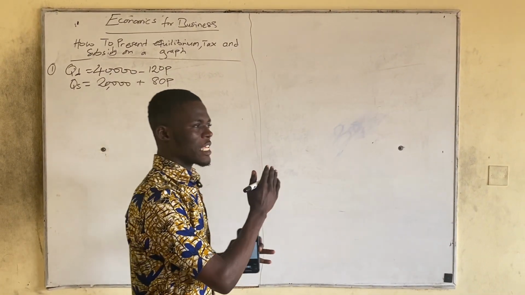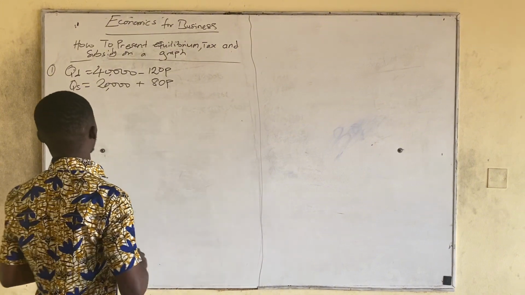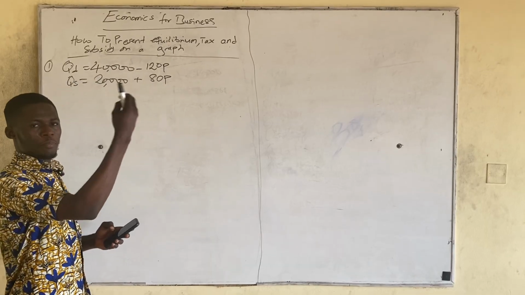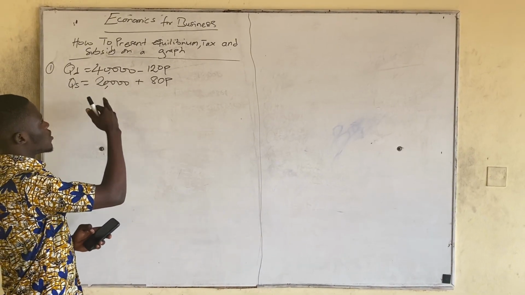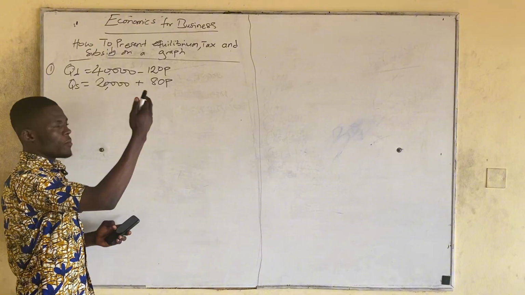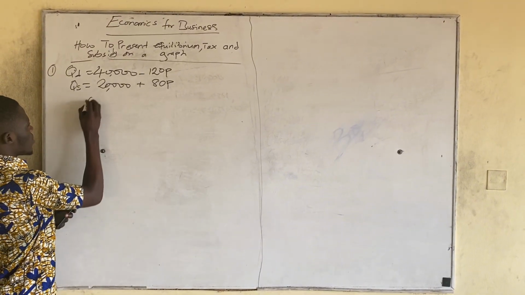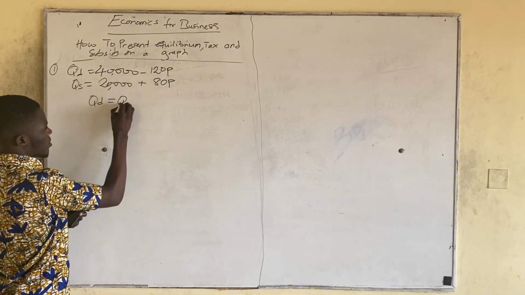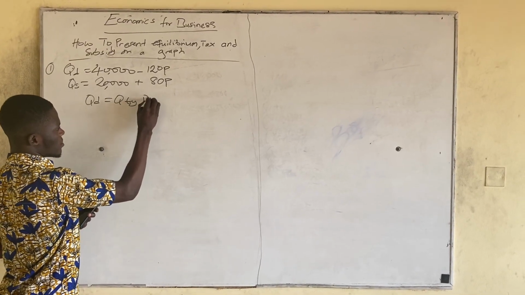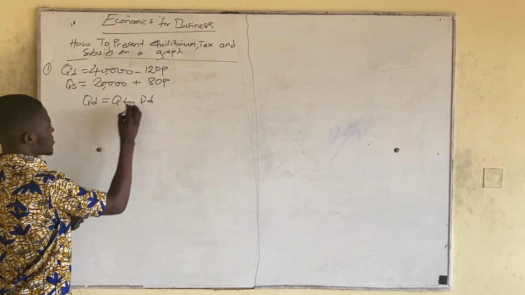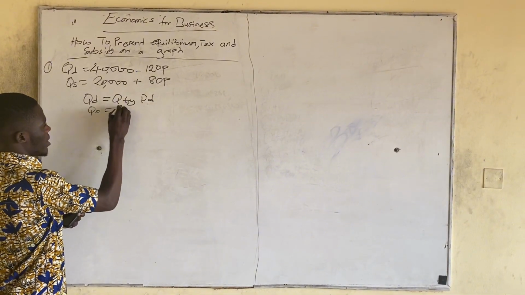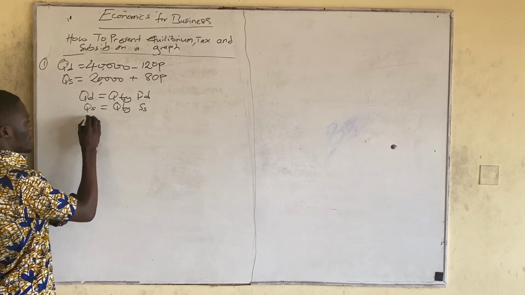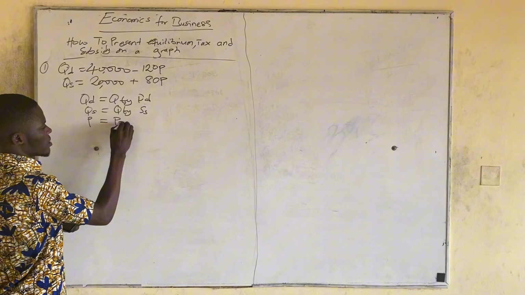Okay, so we have a question here and we are going to start with it. Quantity demand equals 40,000 minus 120p. Quantity supply equals 20,000 plus 80p, where QD equals quantity demand, QS equals quantity supply, and P is equal to our price.